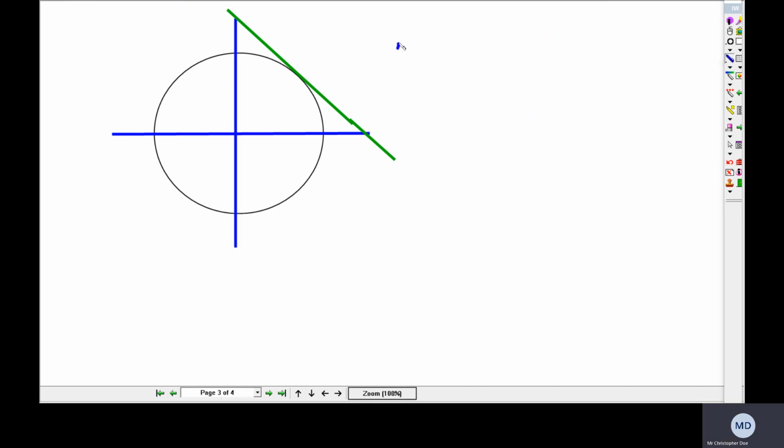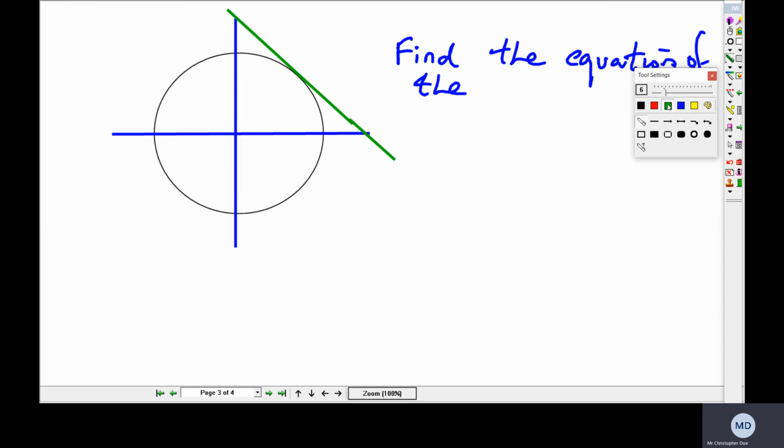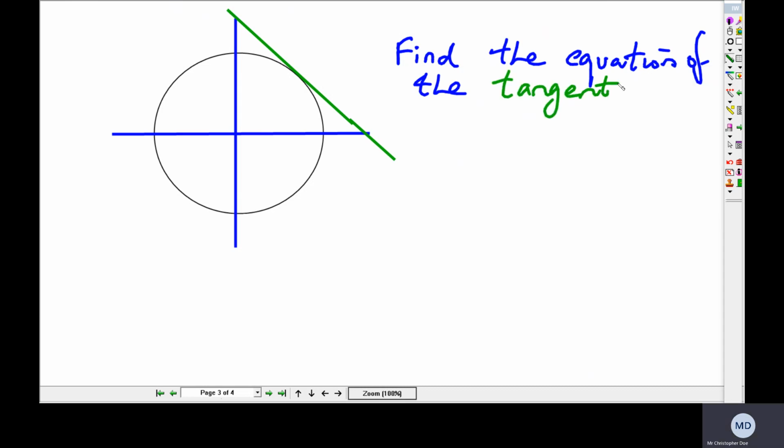Here's the question, the same as before. Find the equation of the tangent, which I am drawing in green. Sorry, 2 now. 4, I'm going to give you 4 marks for that. 4 marks.